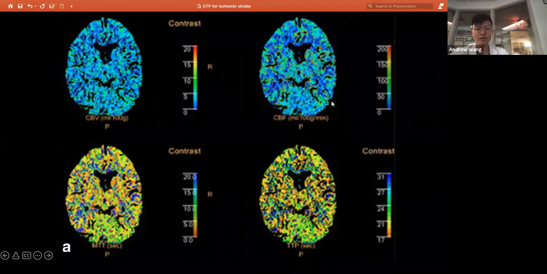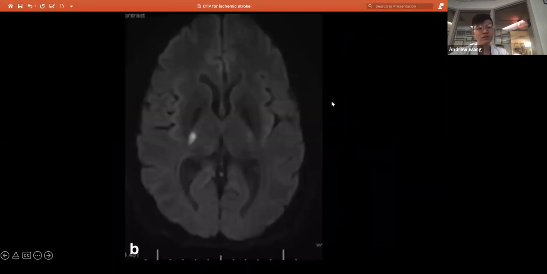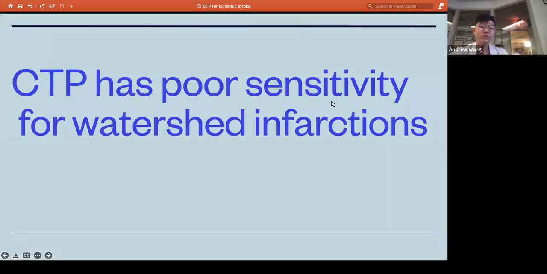So we can look at this example. Can anybody tell me where the lesion is on this patient? Yeah, it's really hard to detect on CT perfusion study if you are looking at lacunar infarction. This is the patient's DWI sequence on MRI. So if a patient presents with lacunar infarction symptoms, you shouldn't rely on CT perfusion study for your management. And CT perfusion study also has poor sensitivity for watershed infarction.